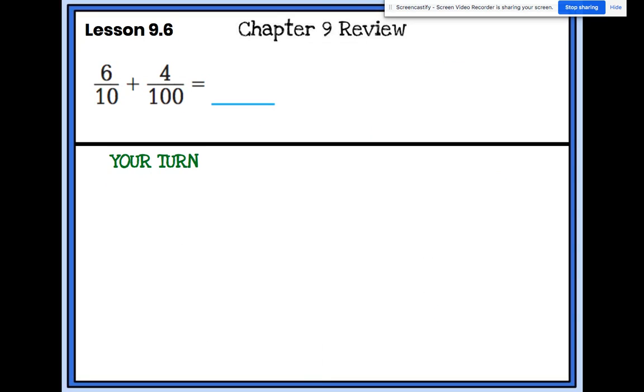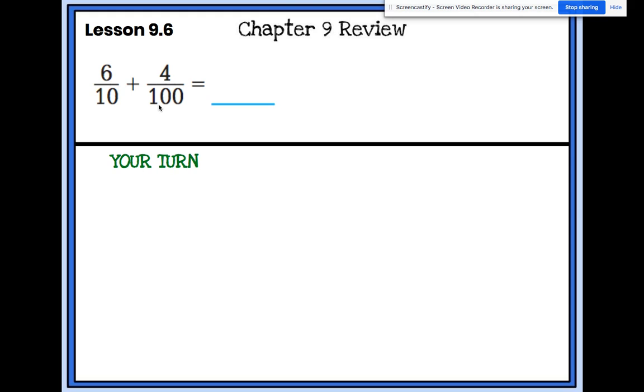Good job. Let's move along to lesson 9.6, where we talked about adding fractions. And what we noticed when we added fractions is we remembered from before that when you add a fraction, your denominator needs to be the same. So here we were adding fractions that were tenths and hundredths. And we learned a little trick that to change 6/10 into hundredths, we know that 10 times 10 is 100. So we could multiply this 10 by 10, and it's going to equal 100. And then our denominators would be the same.